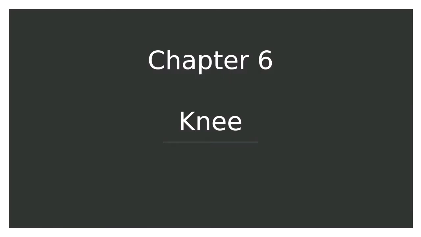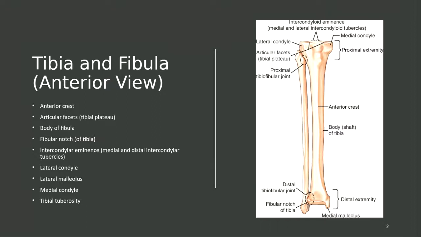This is chapter 6, and we will be looking at the last portion of this chapter, which is actually the knee. If we look back at anatomy, we know that a portion of the knee, the distal portion of the knee, is made up of the tibia and fibula.